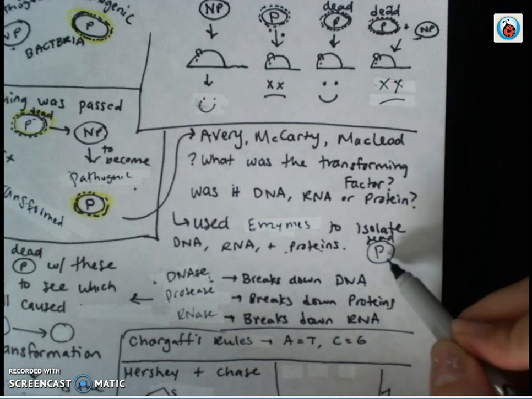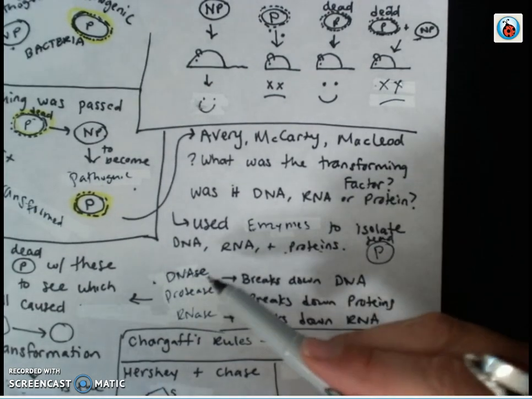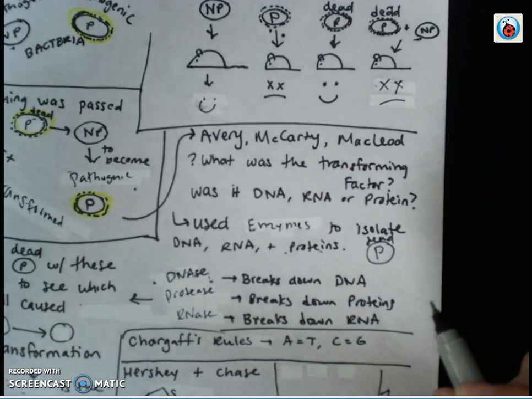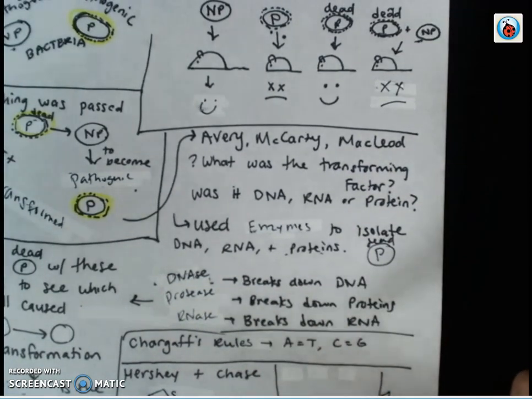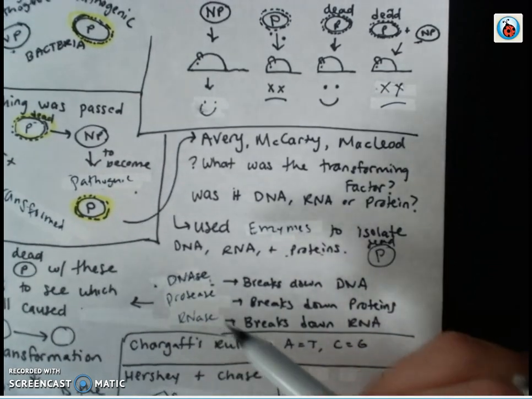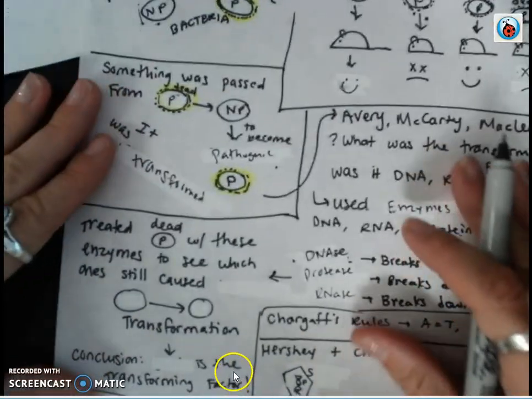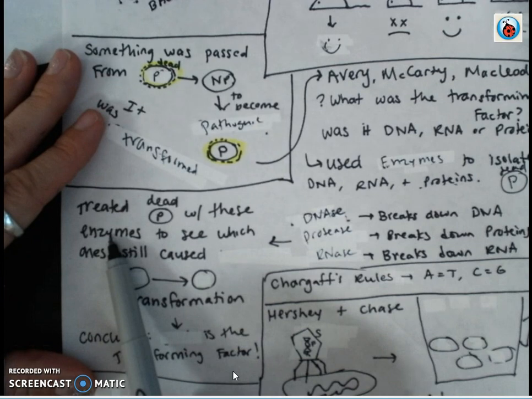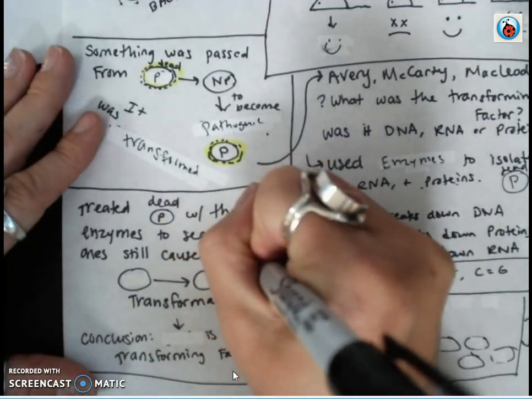So when you treat these dead pathogenic bacteria with DNase, you would leave them with working protein or working RNA. If you treat them with protease, you'd leave them with functioning DNA and functioning RNA. If you treat them with RNase, you destroy the RNA, leaving them with DNA and protein. So they treated the dead pathogenic bacteria with these enzymes to see which ones still caused transformation.